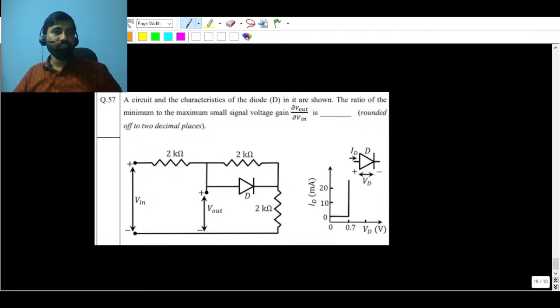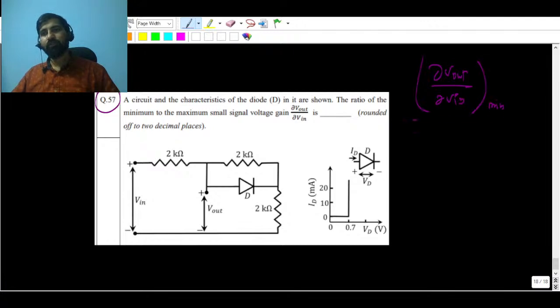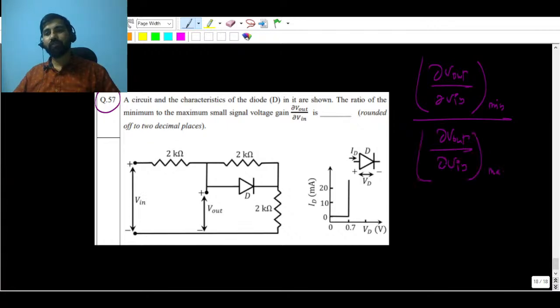So let's read the question first. This question can be done within 10 to 15 seconds. A simple circuit and the characteristic they have given. A circuit and the diode D is shown below, and the ratio of minimum to maximum small signal gain, that is dVout upon dVin, is to be rounded off to two decimal places. So what you have to find is dVout upon dVin minimum, upon dVout upon dVin maximum. Here you can see that they have also given the diode voltage characteristic.